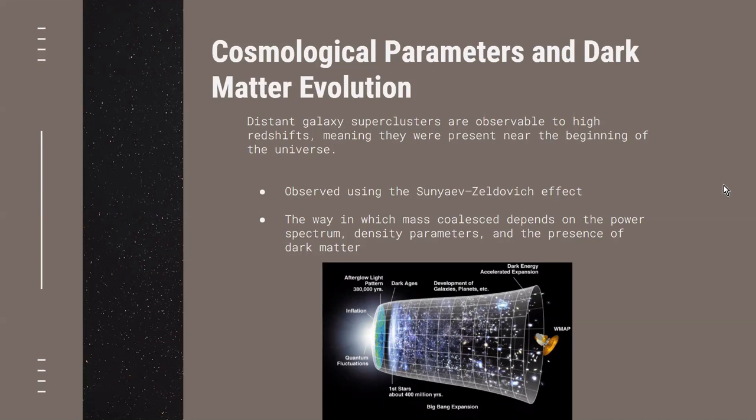The way in which these galaxies cluster depends on the power spectrum, mass composition, and the presence of dark matter. Observing the effects of these parameters can give us an insight into the force behind the acceleration of our universe, the evolution of our universe, or can tell us whether or not our methods of observation are altered by the presence of gravity on large scales.